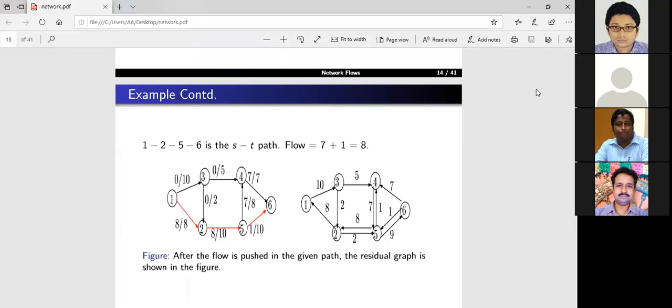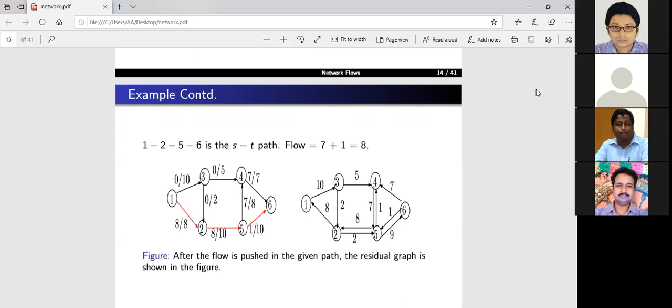After the flow is pushed in the given path, the residual graph is shown in the figure on the right. So 7 out of 7 is being pushed from 4 to 6. So in the residual graph, there is the edge of 6 to 4 only. This is the residual graph, not the original network graph on the right.